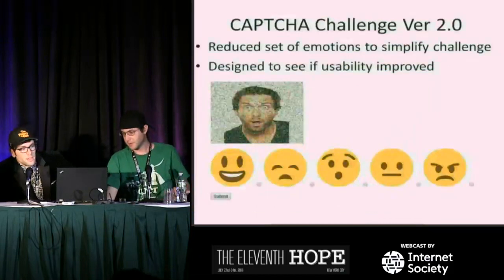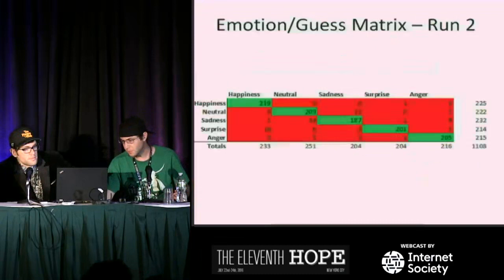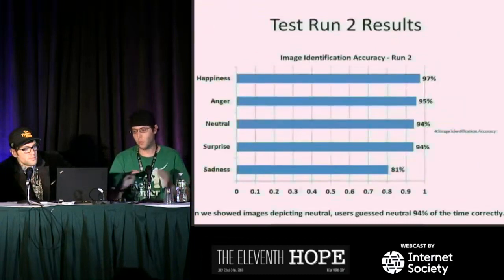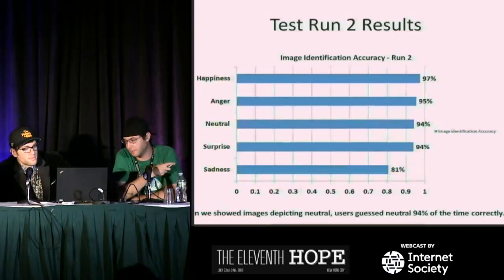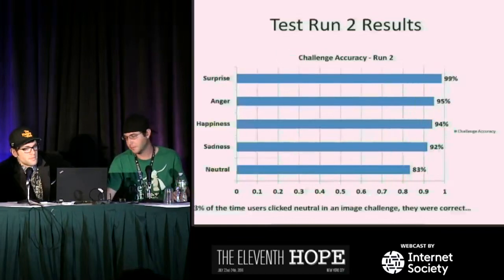So then for version 2.0, we dropped 3 emotions and tried it again, and that's what you guys see now. And this time, way better, right? 97%, 95%, 94, 94, 81%. So sadness is still a little bit rough, but way more accurate, right? People can handle this a whole lot better.